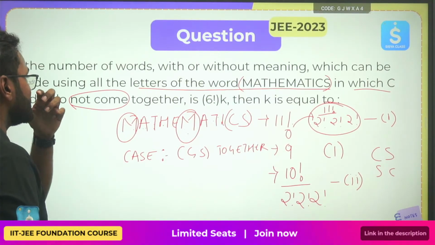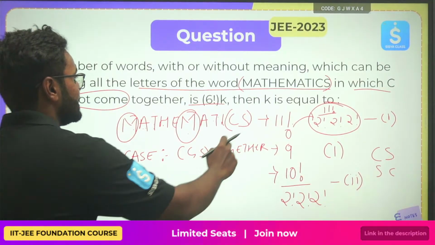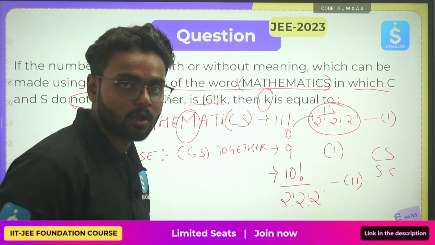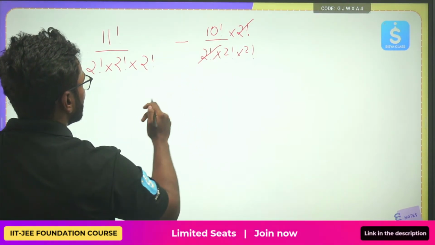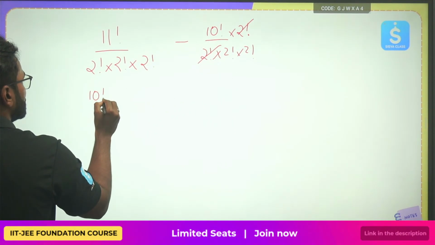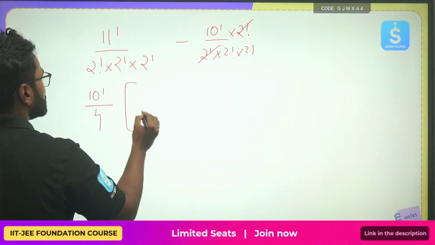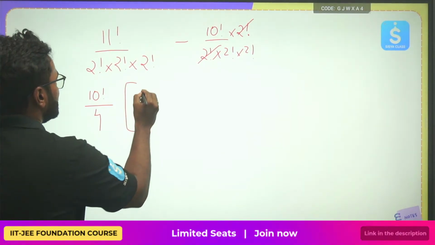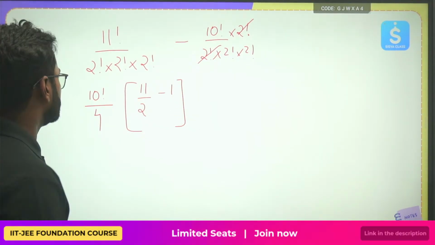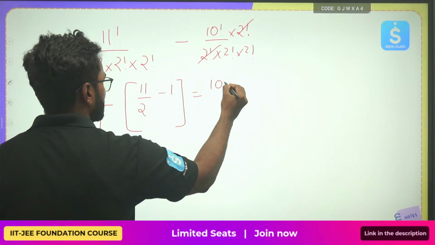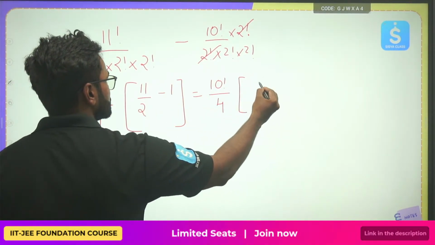Now what did he say? He said it is equal to 6 factorial into k. Then we have to find the value of k. Okay, how can we do this? Let us take 10 factorial upon 4 factorial as common. 2 factorial, 2 into 2 is 4, right? Into 11 factorial, 11 into 10 factorial, 11 upon 2 minus 1. Okay, this should be 10 factorial upon 4 factorial into, this is how much? 9 by 2.